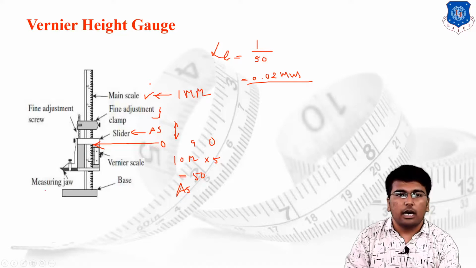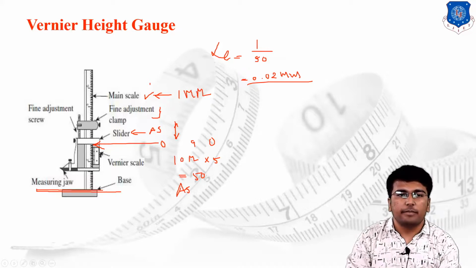Then a horizontal base has been placed. Because of this horizontal base, whatever workpiece has been placed over here, the base of the workpiece is exactly equal to the 0 position of the scale. To maintain this position, we have to provide the base.